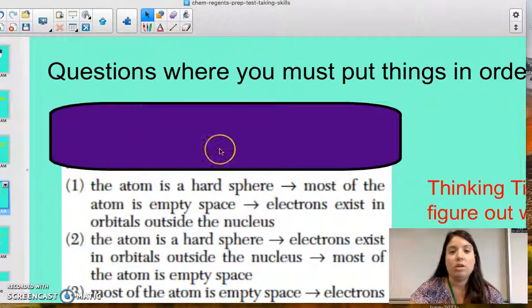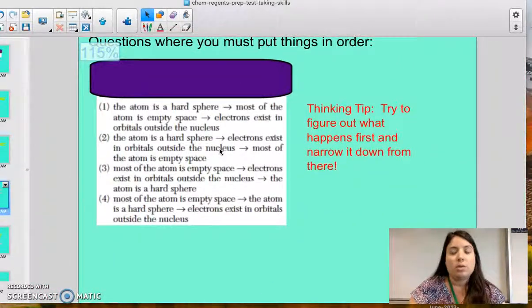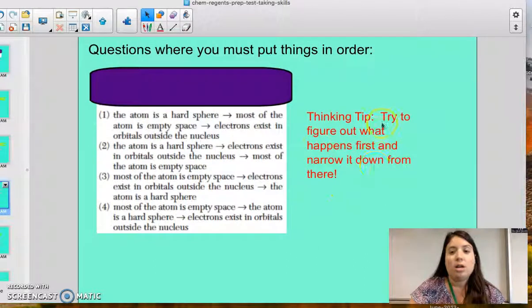Okay, here we have a sequence question, all right? So again, we want to be able to figure out what's happening first and then narrow it down. So a lot of times you can see in a sequence question here, 2 of the choices are starting with one thing, and 2 of the choices have something else, okay? So basically, you got to decide which one happened first, all right?